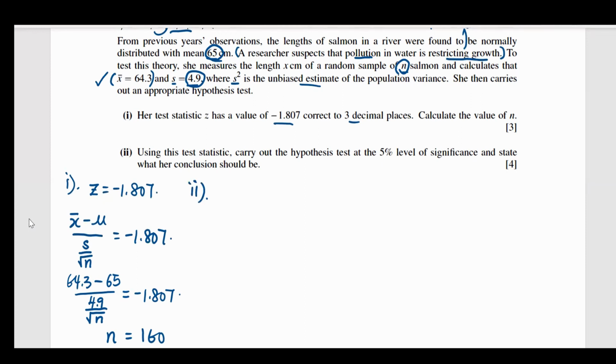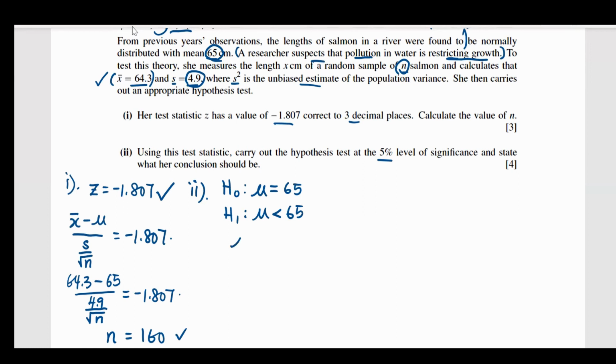So now we are moving on to part 2, using this test statistic, which means we are going to use the z-score of negative 1.807, and carry out the hypothesis test at the 5% level of significance and state what her conclusion should be. If we are going to carry out a hypothesis test, the important thing is we must have H0 and H1 listed down. Supposedly, the length of the salmon should be 65, but from the sample of 160 salmon we measured, we found the mean length to be 64.3. And because the researcher suspects the pollution restricts growth, H1 is less than 65.